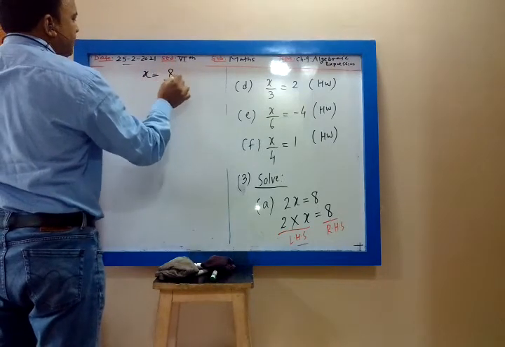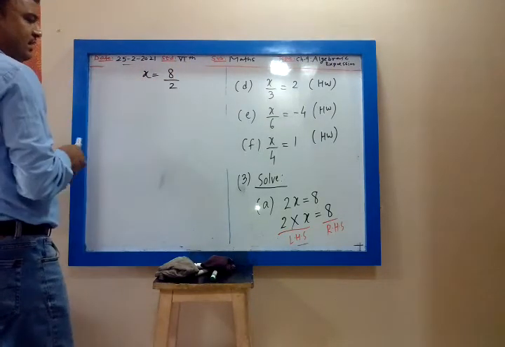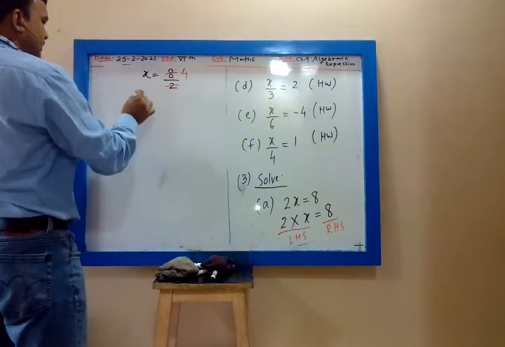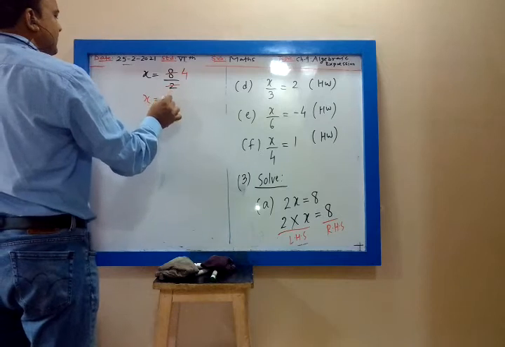X is equal to 8 upon 2. You can cancel: 2 ones are 2, 2 fours are 8. So x is equal to 4. This is the answer.